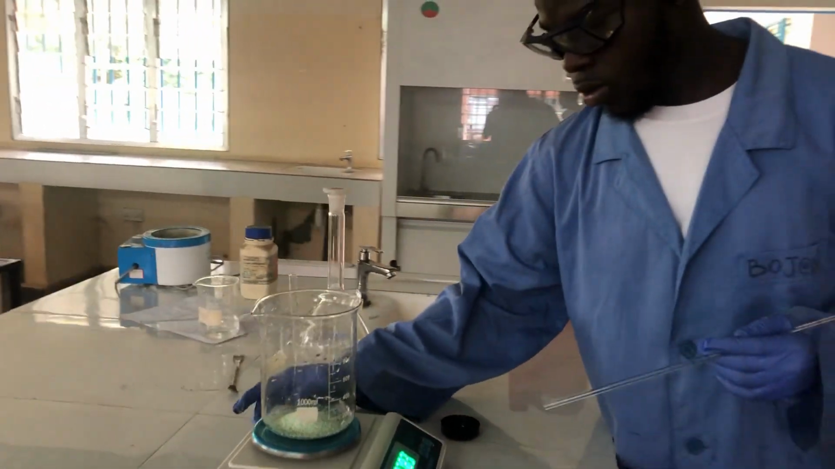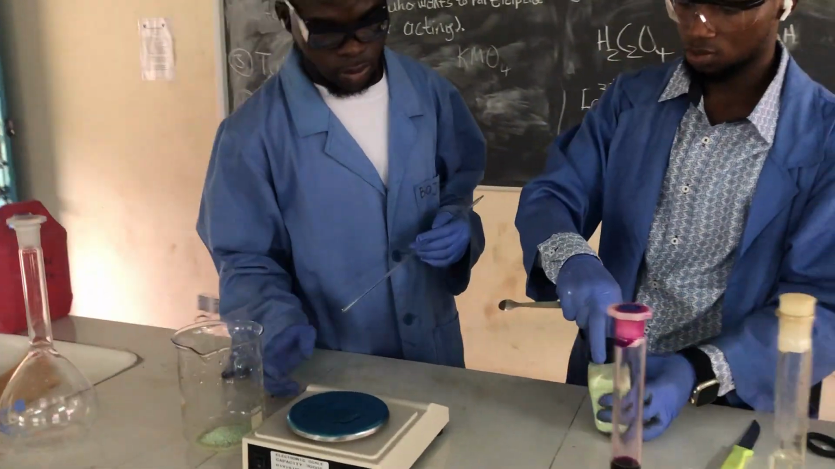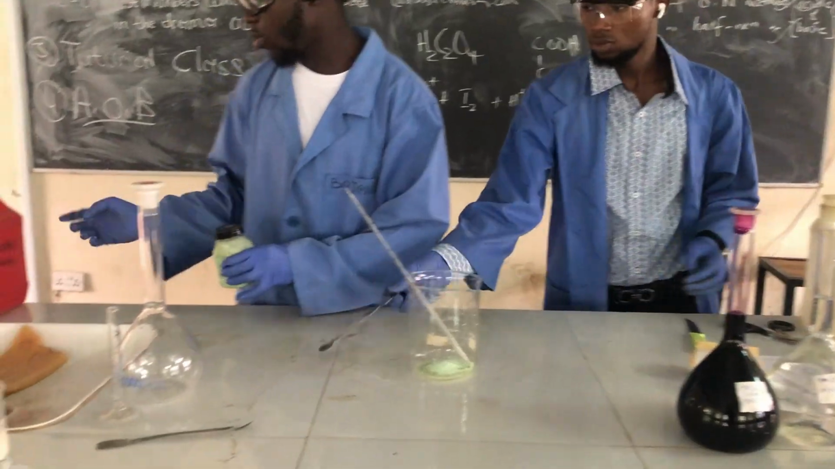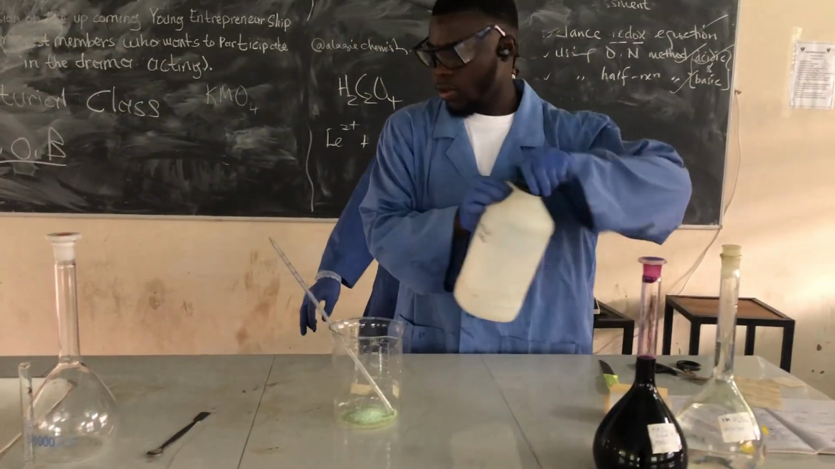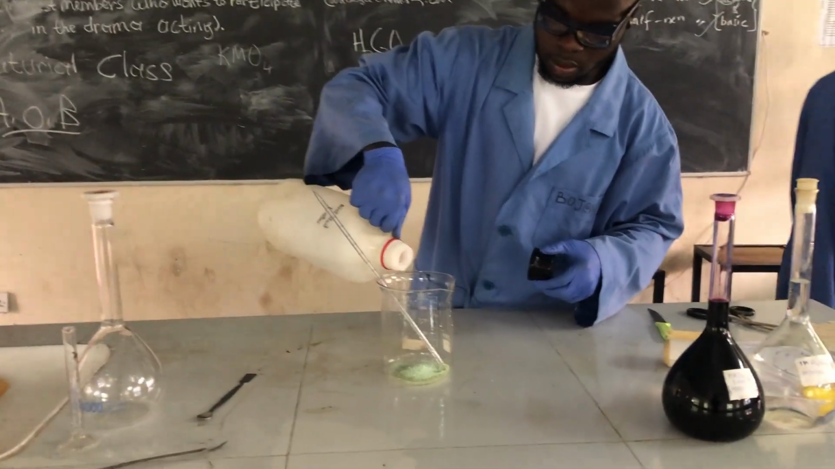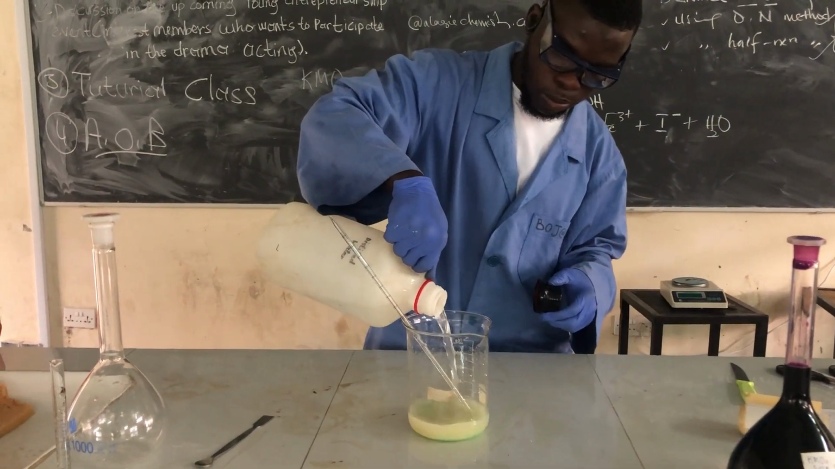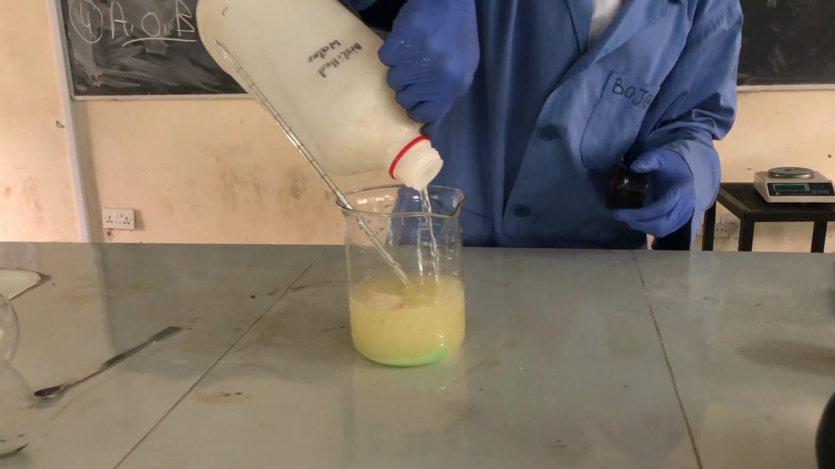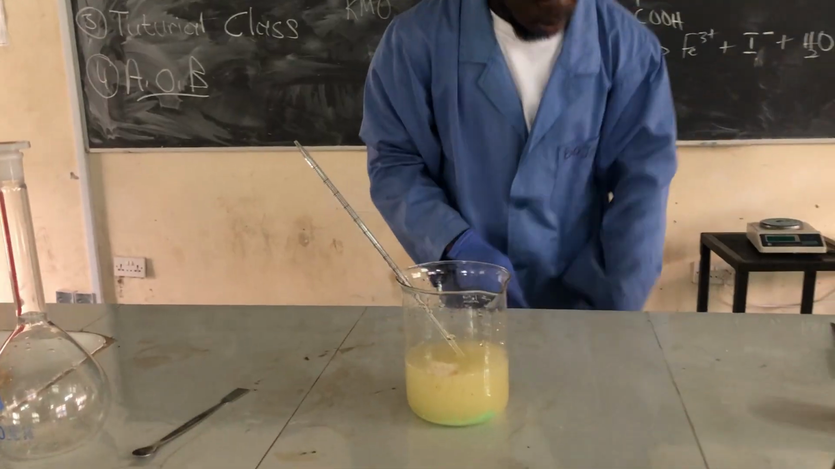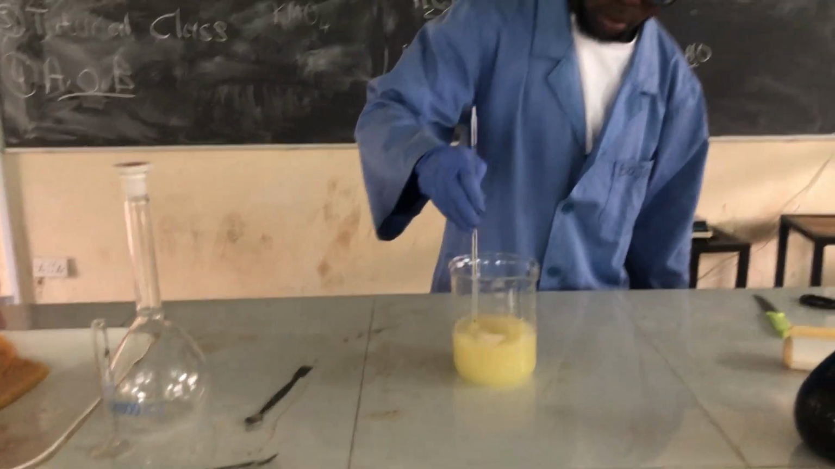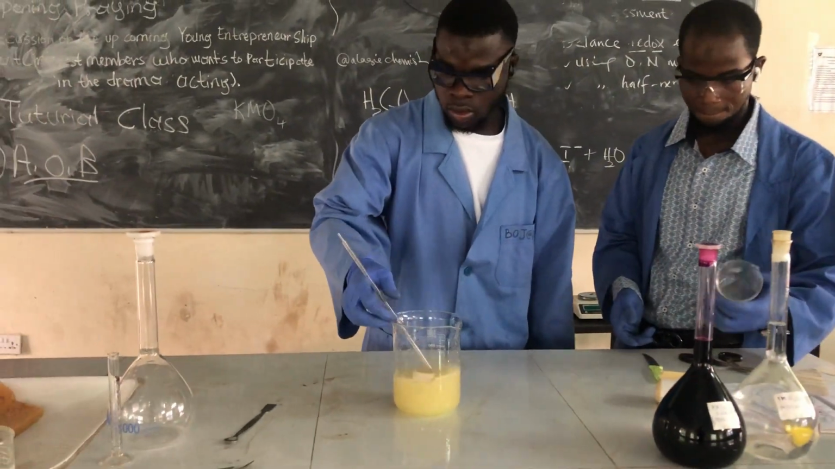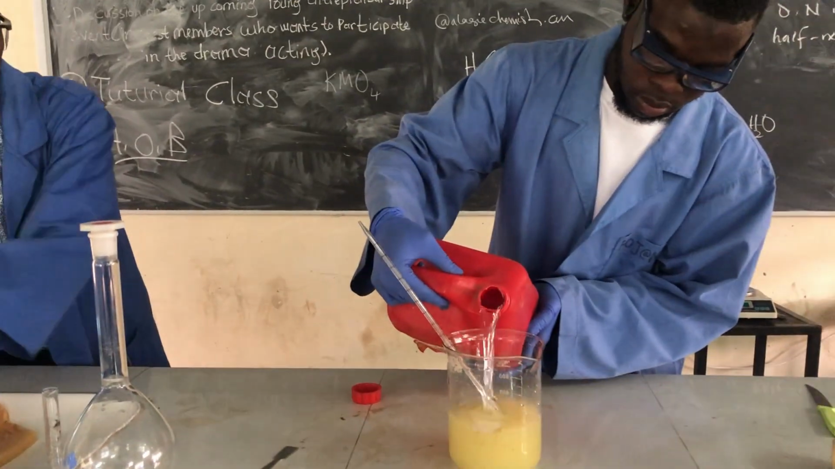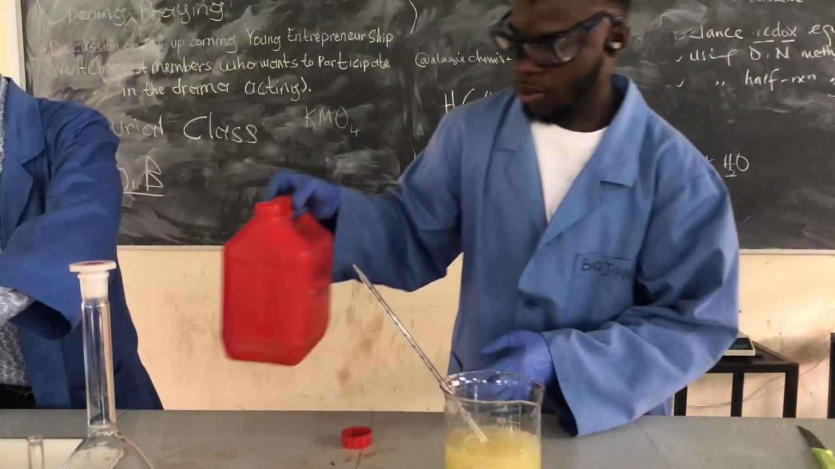So we are going to dissolve this and we acidify it. See, it's bigger. That's good. We are going to measure 800 milliliters of distilled water with the distilled water.